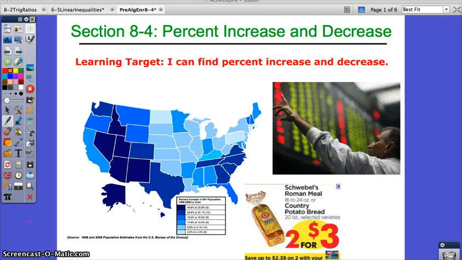So now that we know how to convert between percents, decimals, and fractions and use proportions to solve some percent problems, we can apply percents through percent increase and decrease. And that's what we're going to work on today.